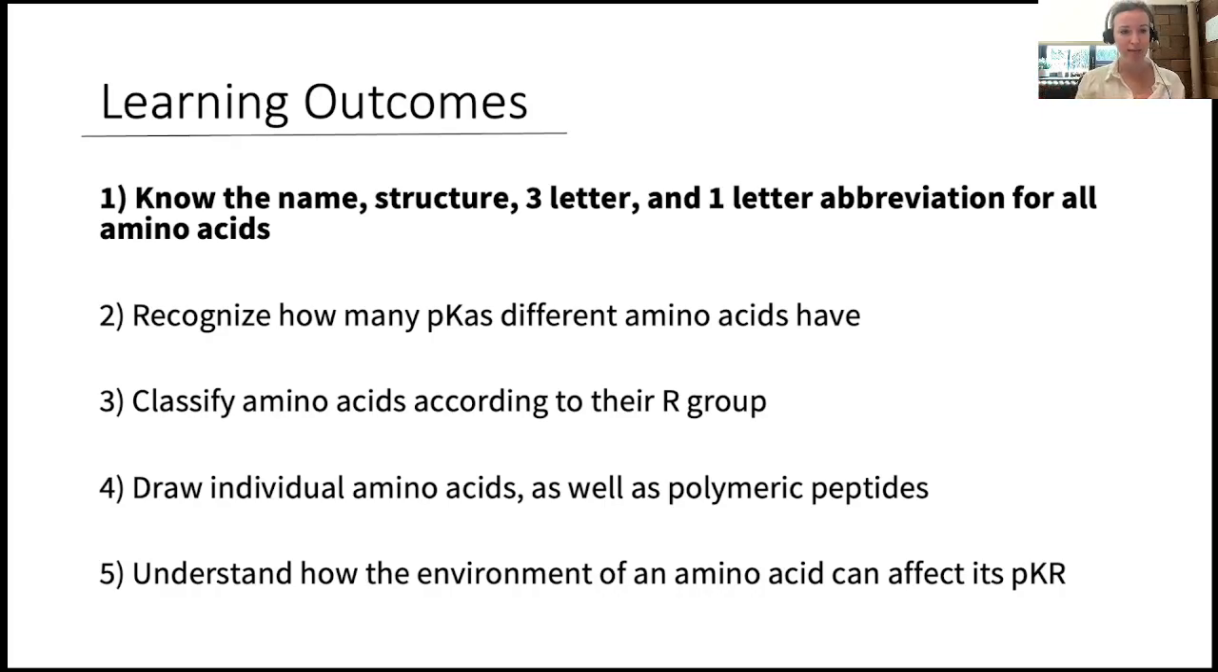Other learning outcomes: recognize the different pKa's of amino acids, classify amino acids according to their R group, draw individual amino acids as well as polymeric peptides, and understand how the environment of an amino acid can affect its pKa.